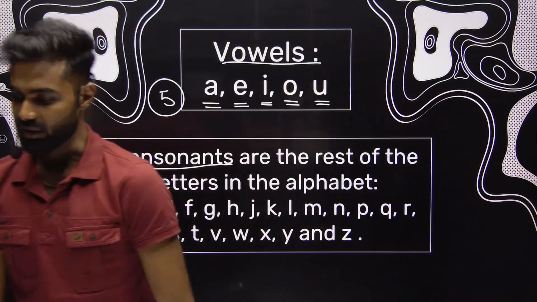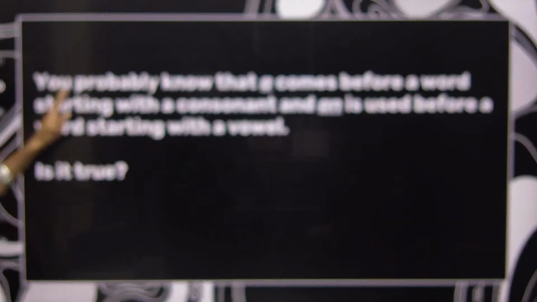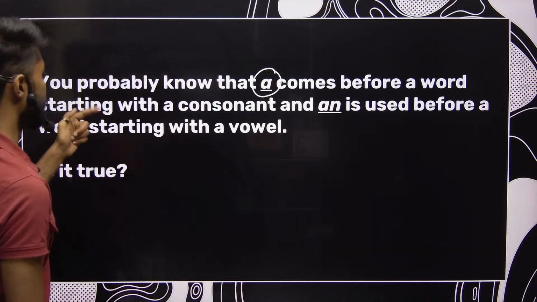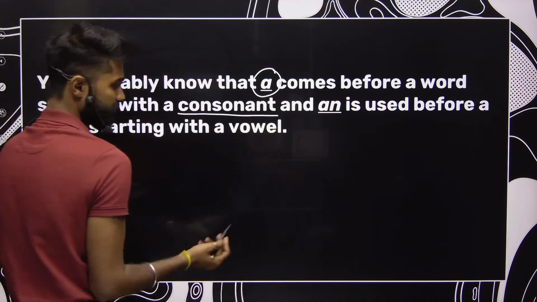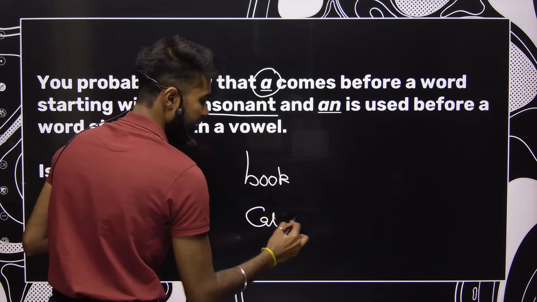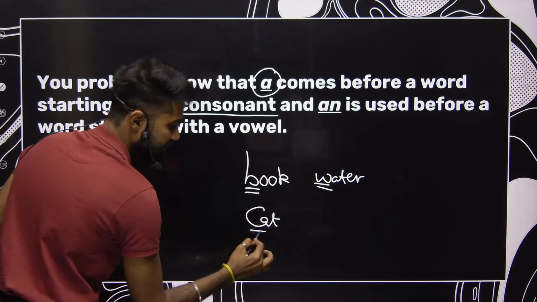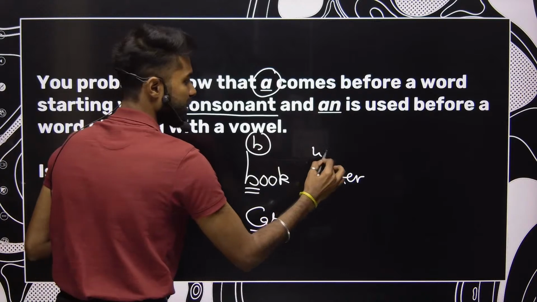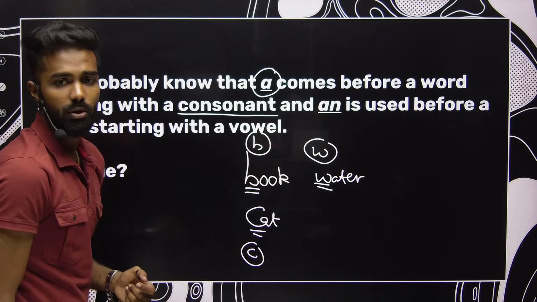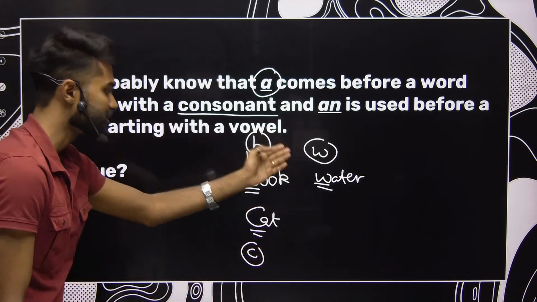With that being said, we will jump into the session quickly. See, you probably know that a comes before a word that starts with a consonant, right? For example, book, cat, water. The first letters here are B, C, and W. So what are these? These are all my consonants because they don't fall under the category of A, E, I, O, U. They're not my vowels.